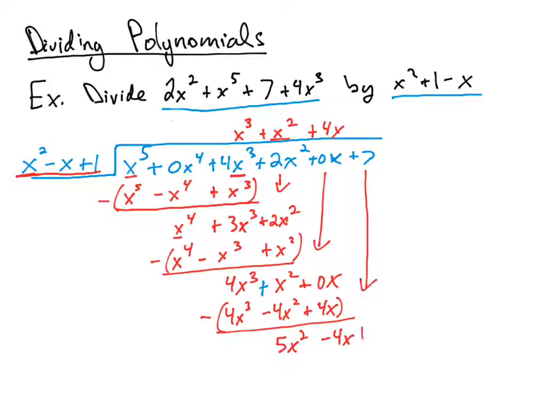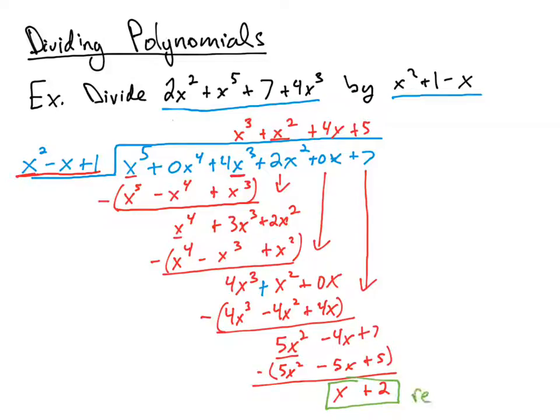And then lastly, bring down the 7. So how many times does x squared go into 5x squared? That's 5, so plus 5 here. We'll have 5x squared minus 5x plus 5, and then subtract. We'll have 7 minus 5 is 2, and negative 4x minus negative 5x, so negative 4x plus 5x will be positive x here. Okay, so there are no more terms to bring down, and what remains down here, x plus 2, is the remainder.